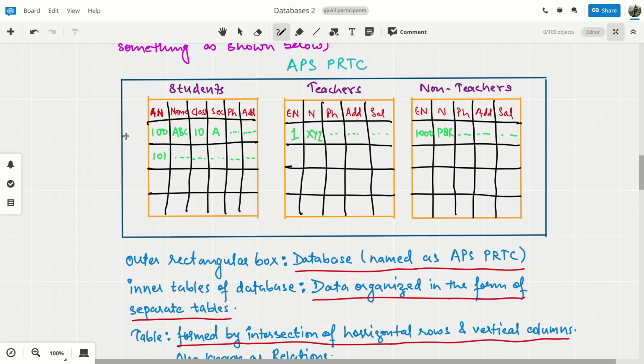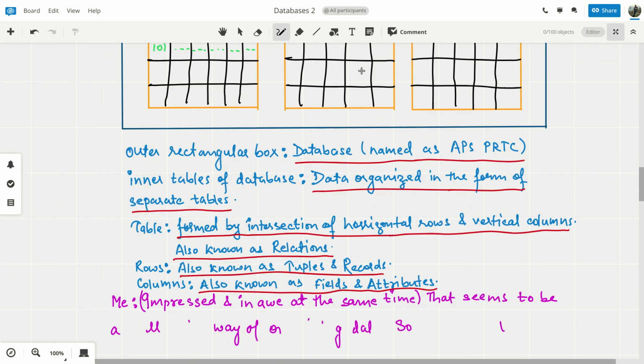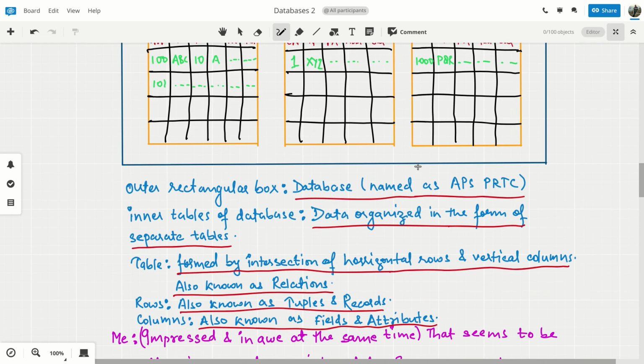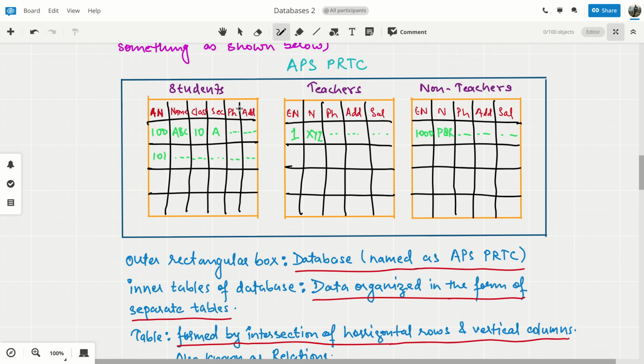I was referring to the figure that she drew, so that all the three types of tables, all the data of different types of members, she organized in the form of tables, and collectively, this collection of organized data, she gave it the name APSPRTC. So that means that container, the outer container, I said, okay, are you suggesting that this container, which contains all the three types of records organized in the form of tables, is the database?